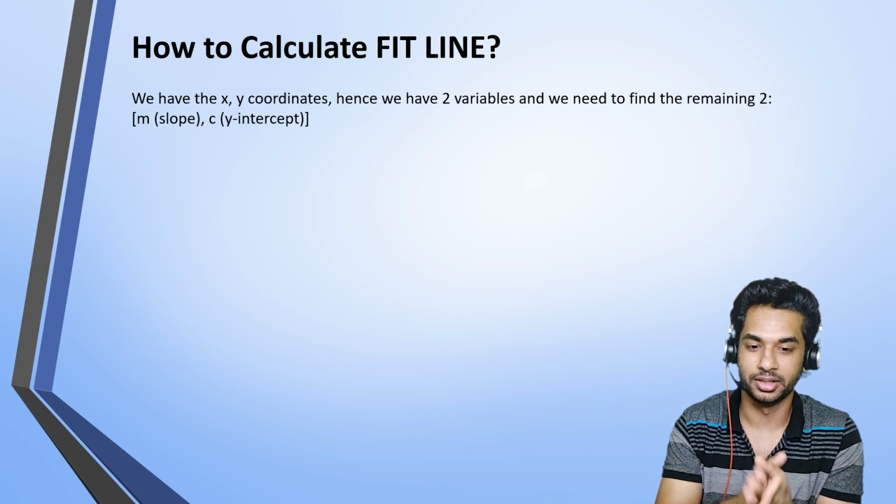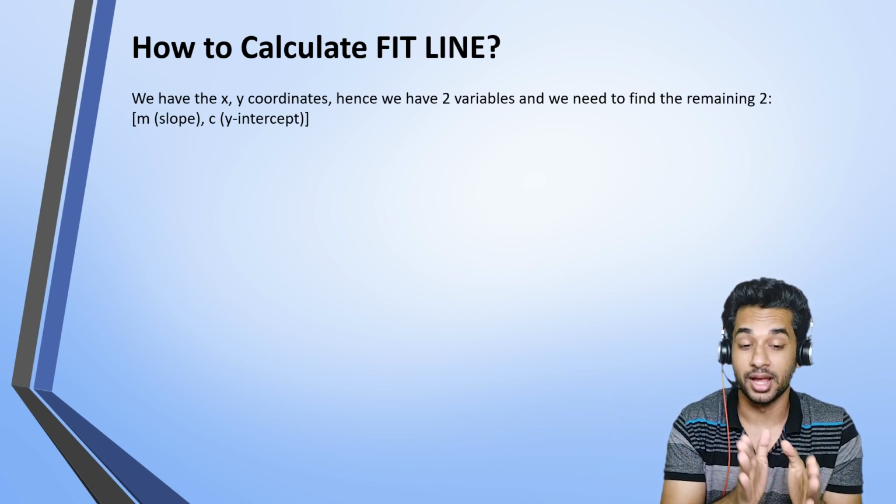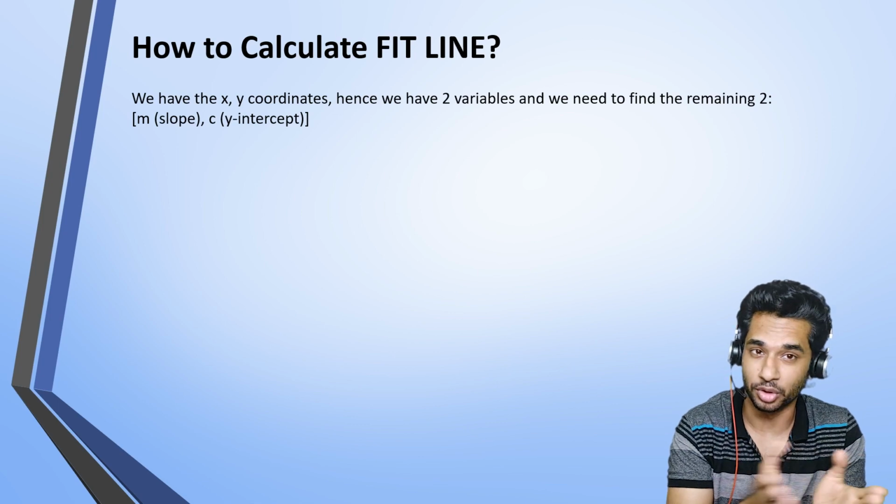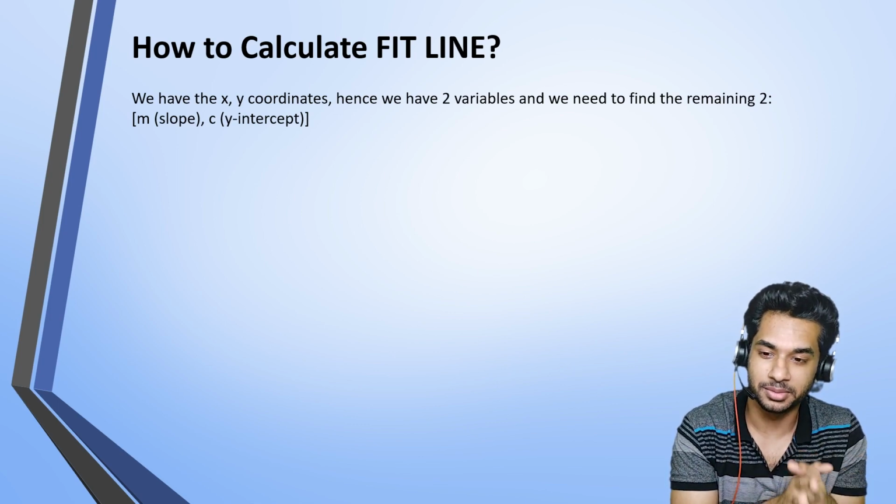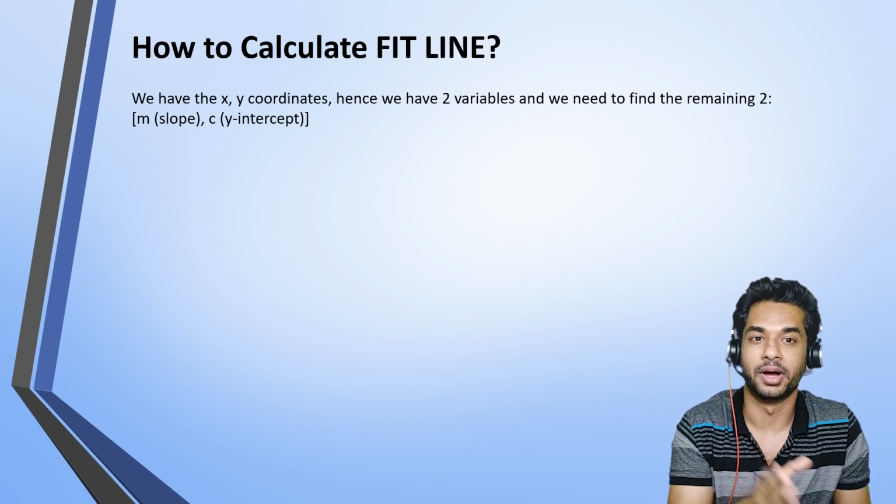So exactly that I've written here. We have the x and y coordinates, hence we have 2 variables. And what do we need? We need to find the remaining 2 variables. That means the slope m and the y intercept c.